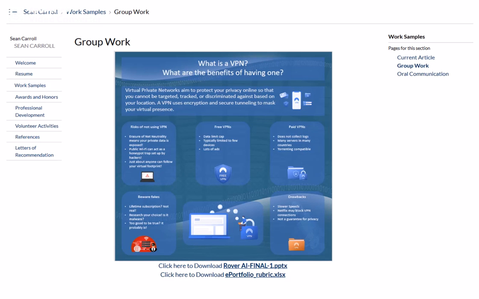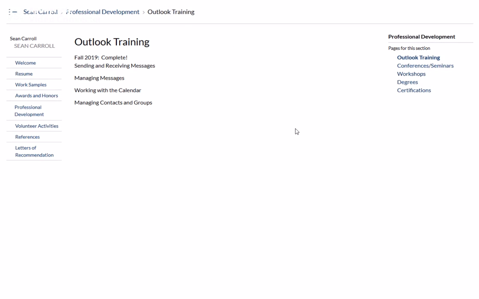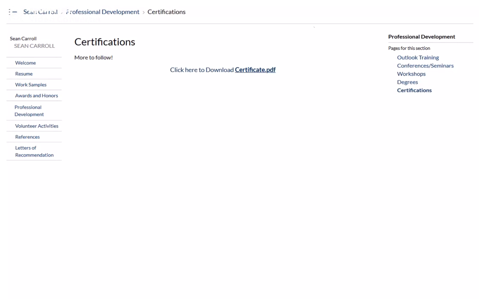Well, these aren't the only ones, because Outlook is one of them. And sure enough, I've had some Outlook training. All done here in this semester. You can see I've sent and received messages. I know how to manage these messages. I can use the in-house calendar and manage contacts and groups. It's all there.